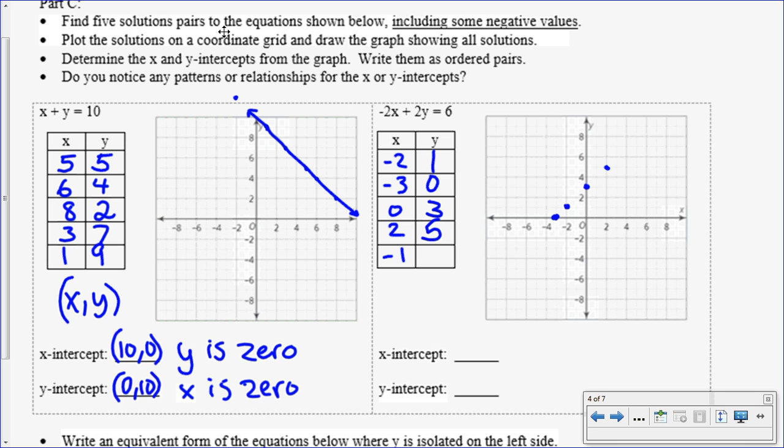And if I plug a -1 in for x, -2 times -1 is 2. So 2 plus 2y equals 6. All right. And if I subtract 2 from both sides, 2y equals 4. Divide by 2, and y is going to equal 2. So that's not right.